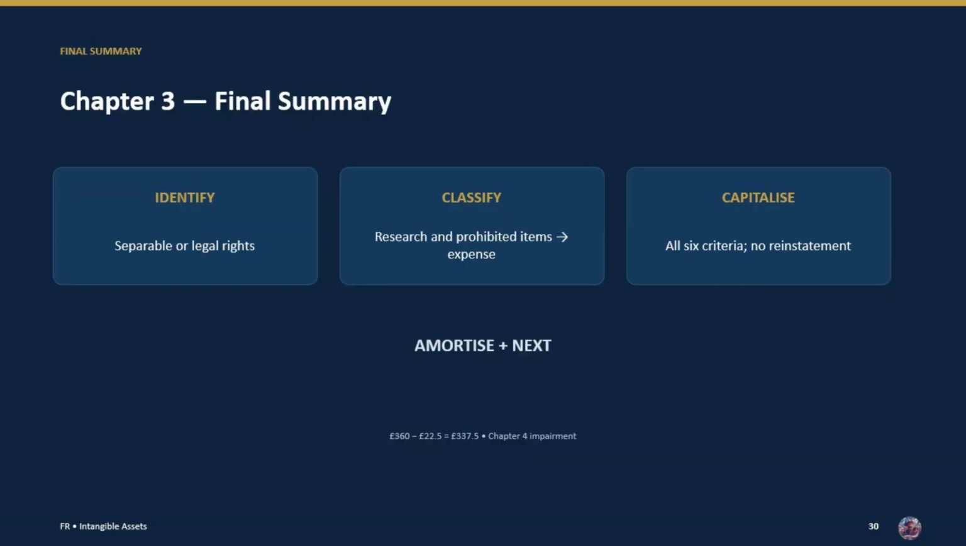Return to the learning promise. You can now identify an intangible asset, decide whether expenditure qualifies, separate research from development, calculate amortization, and reconcile the closing carrying amount. Carry 4 ideas into every question. First, identify before recognizing. Separability or legal rights establish the resource.